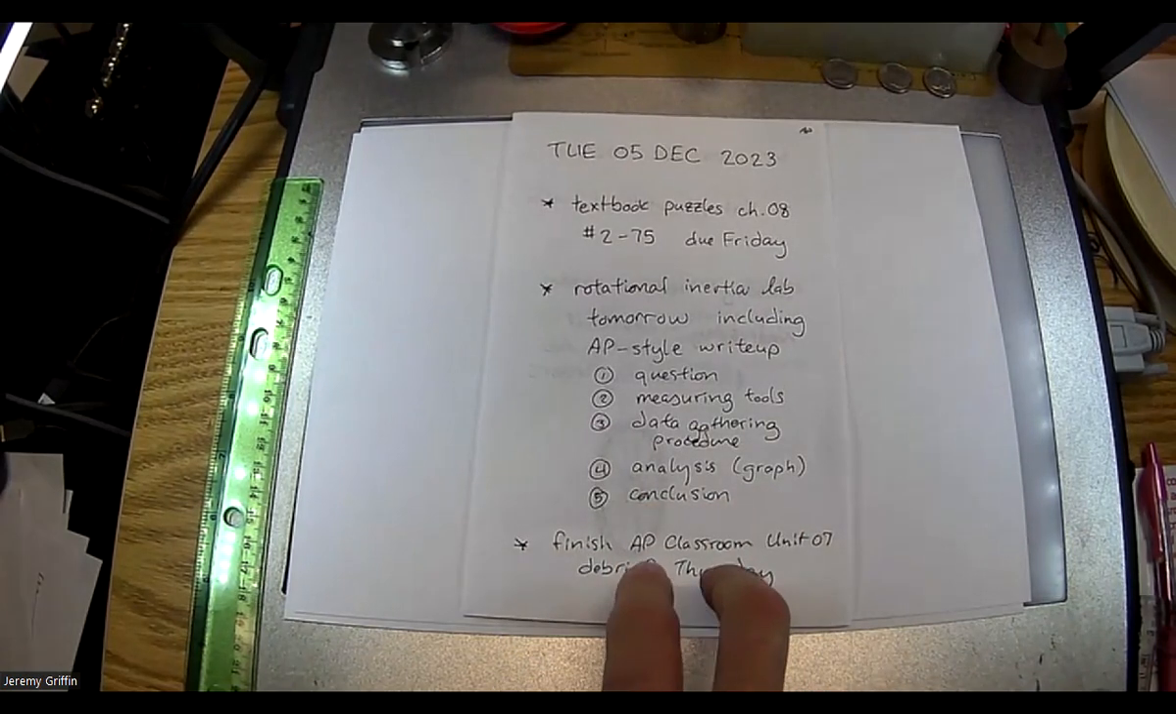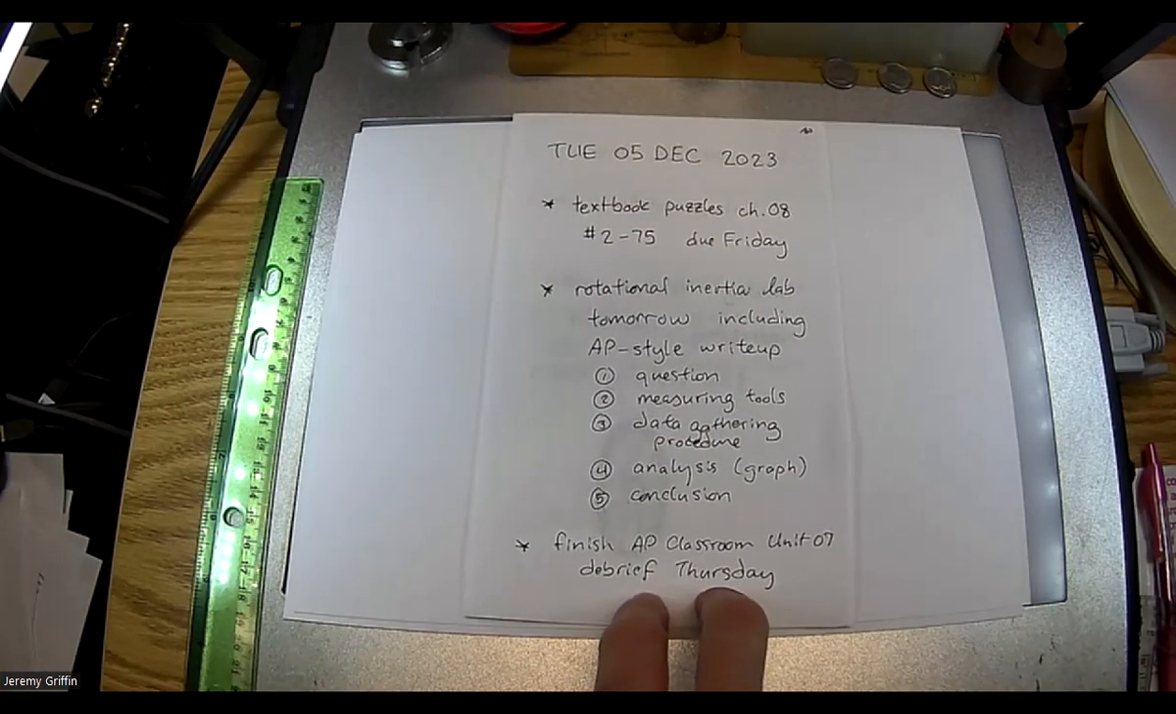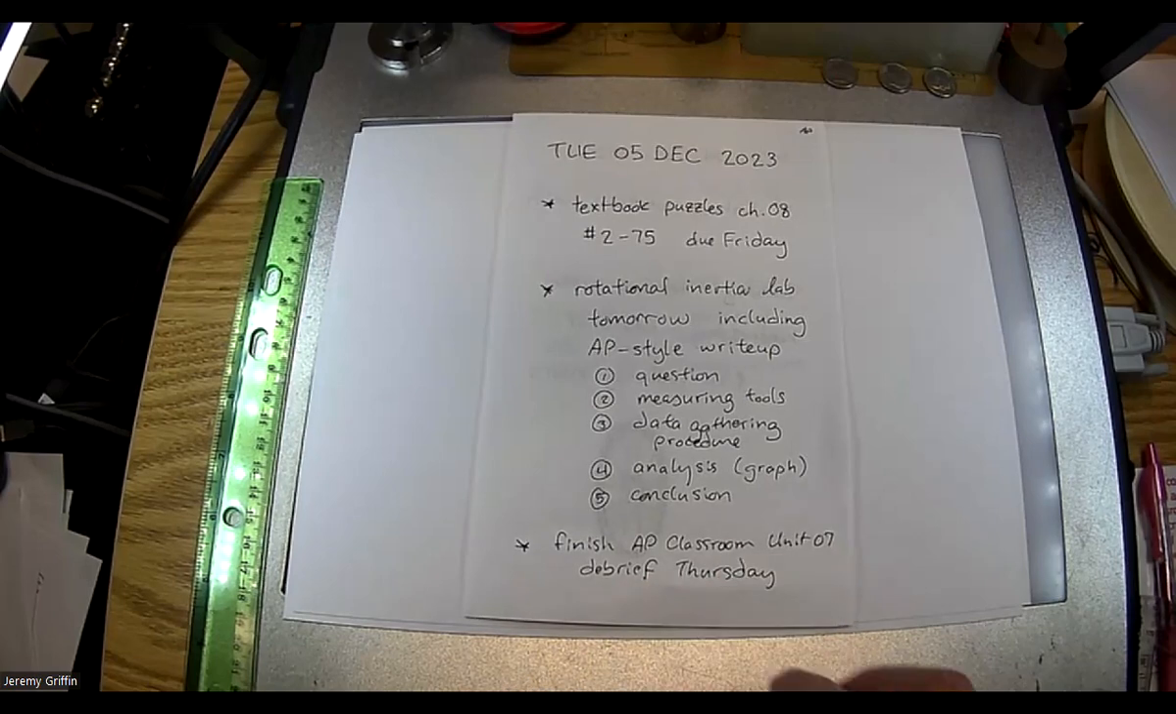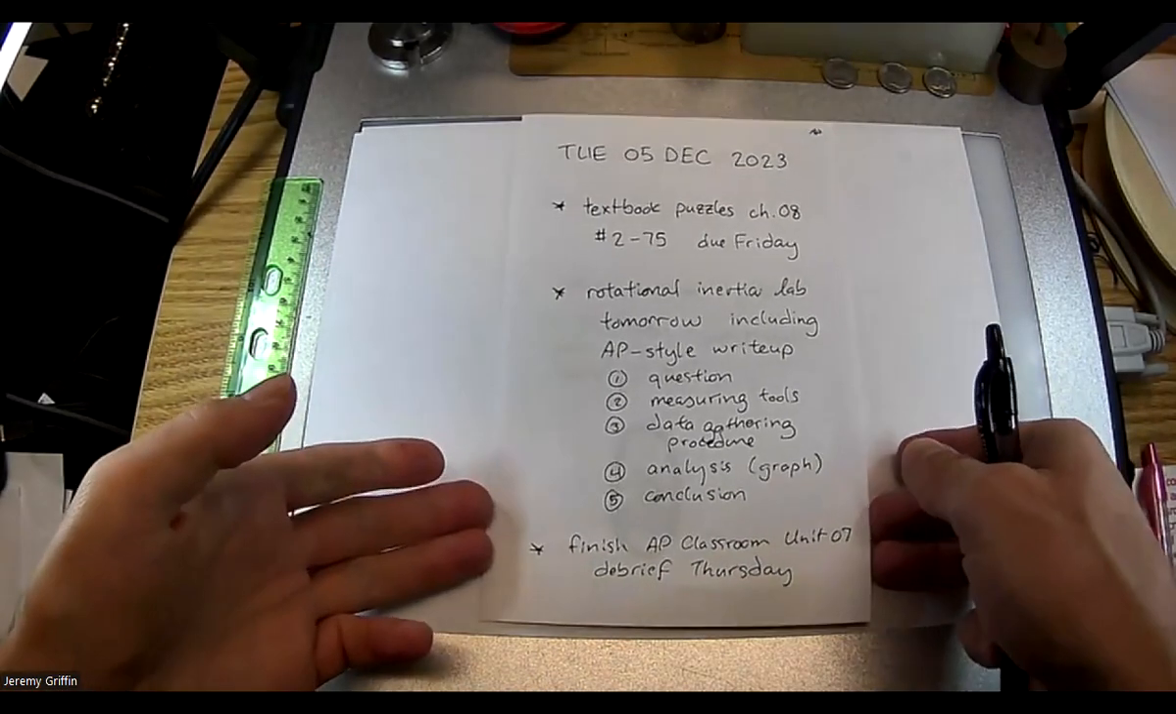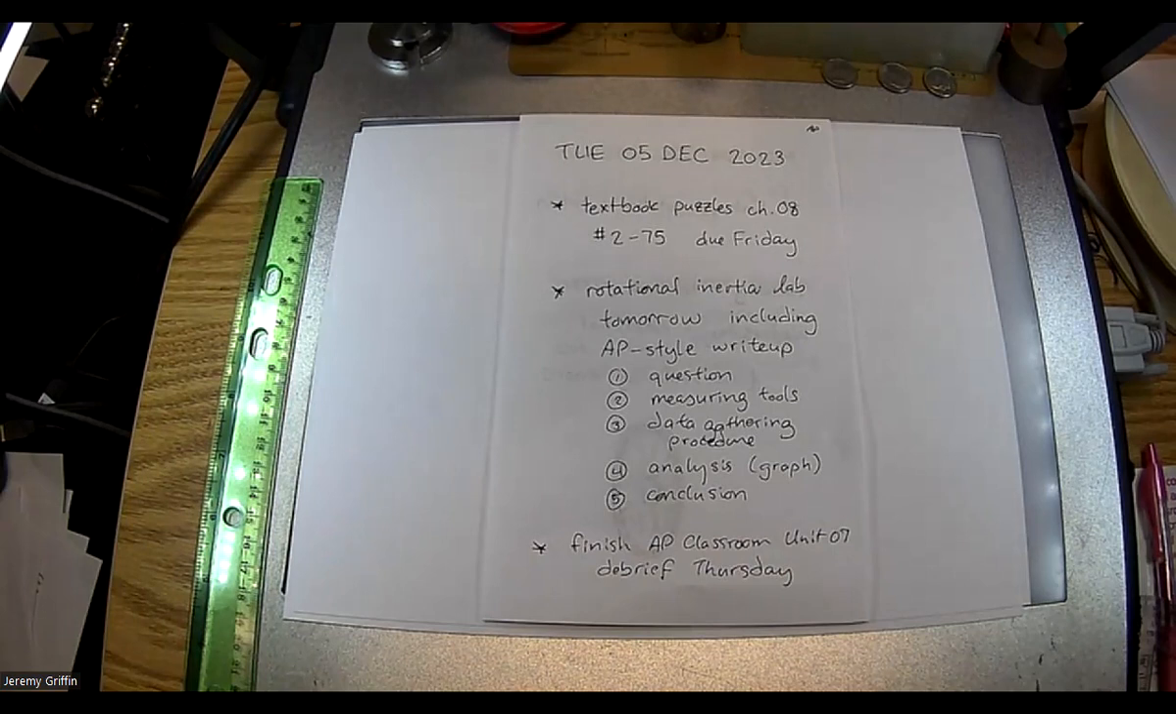All right, and then AP Classroom Unit 7 debrief we did yesterday. We got pretty much exactly halfway through it. So the other half I'm thinking I'll save for Thursday. All right, pretty good. All right, so you guys know what we're doing?